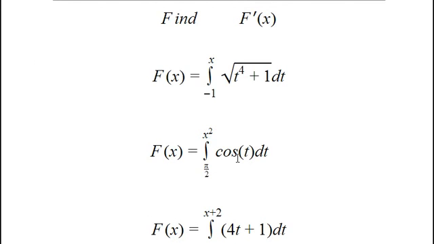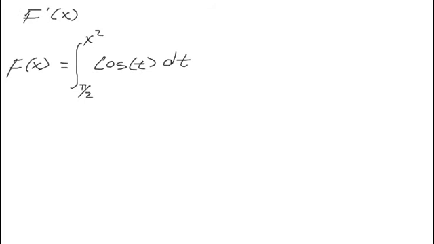We're going to look at this trig function here, cosine t. So let's look at this one here. Remember what this is, and we want to find f prime of x. Now you notice this is x squared up here, so we're going to have to do something different. So we got the integral from pi halves to x squared of cosine t dt, and that's going to be equal to f of x, and remember we want to find f prime of x.